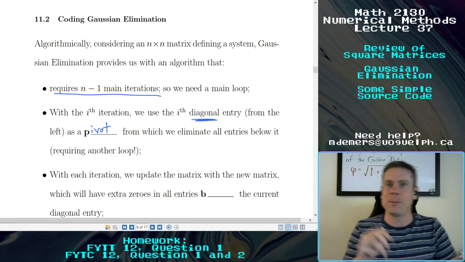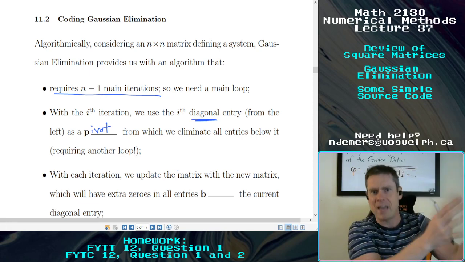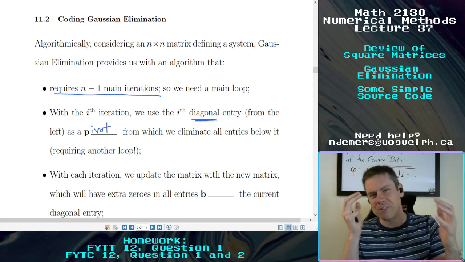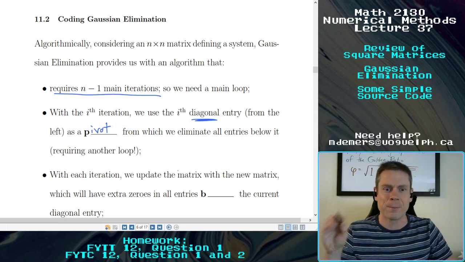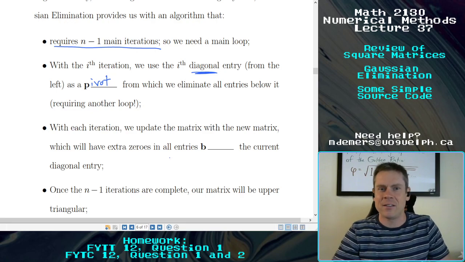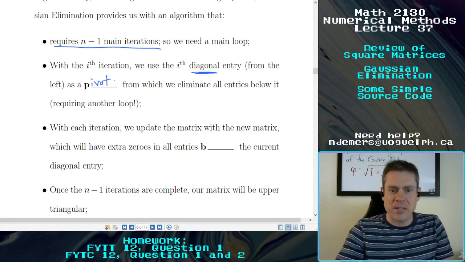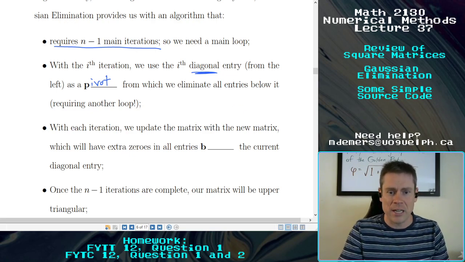So that's going to be interesting, because the size of that loop will also depend on how far along we are, because there are fewer and fewer calculations to be made. So we're going to have to think a little bit, right? The length of that loop depends on how far we are into the algorithm, which is not super complicated, but it's an important consideration. With each iteration, we update the matrix with a new matrix, which will have extra zeros in all entries below the current diagonal entry.